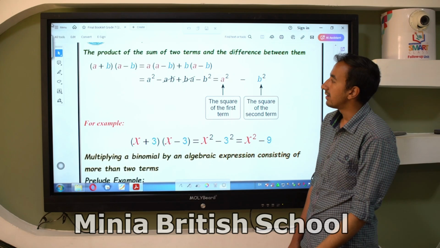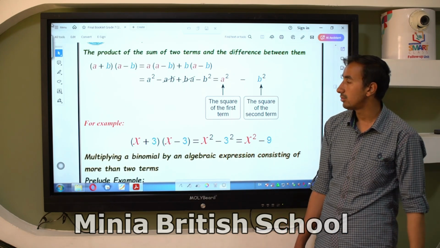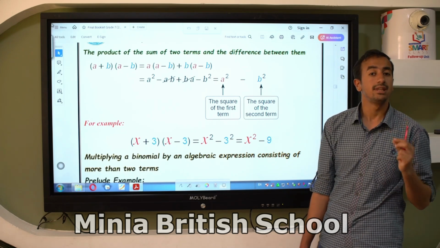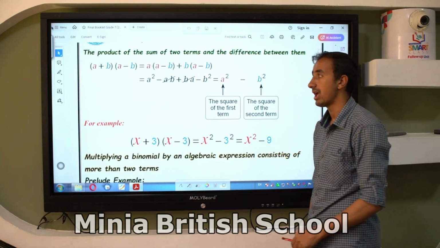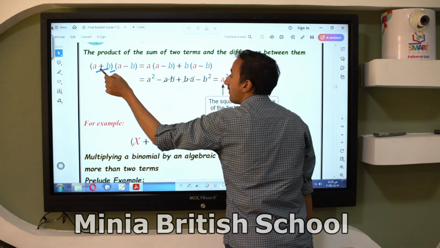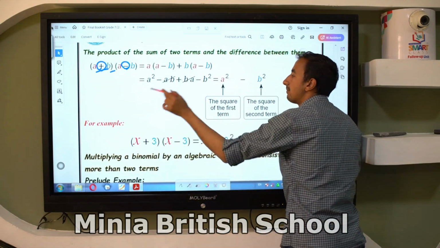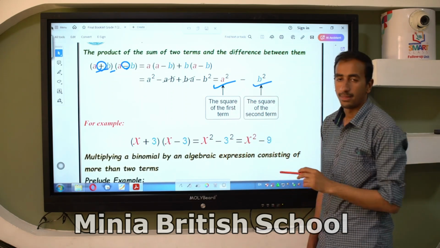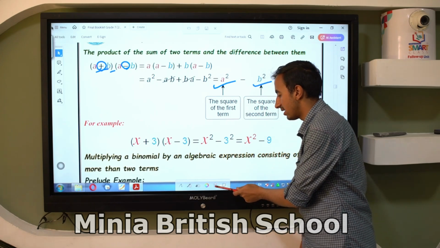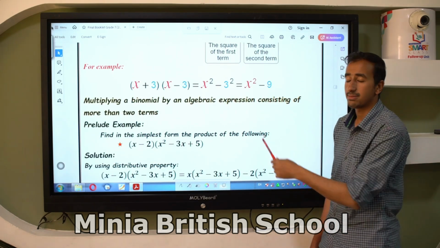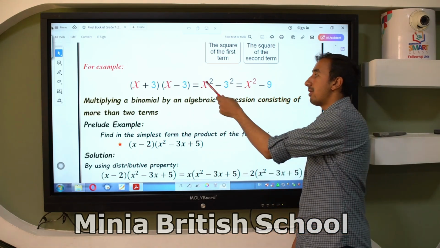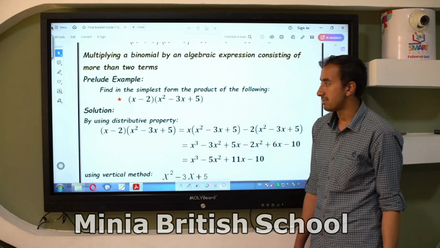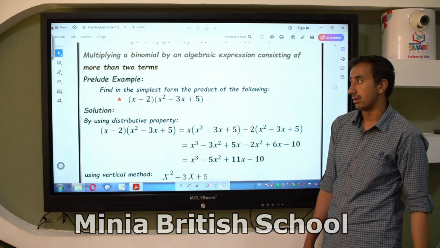The second one is the product of the sum of two terms by the difference of the same two terms. This second special case is called difference of squares. If we have the same two terms, one added and one subtracted, I can take the first term power 2 minus the second term power 2. Okay, here's the same example: x plus 3 times x minus 3. I can take x power 2 minus 3 power 2 equals x power 2 minus 9. The answer. Okay, that's the special case for multiplying a binomial by a binomial.